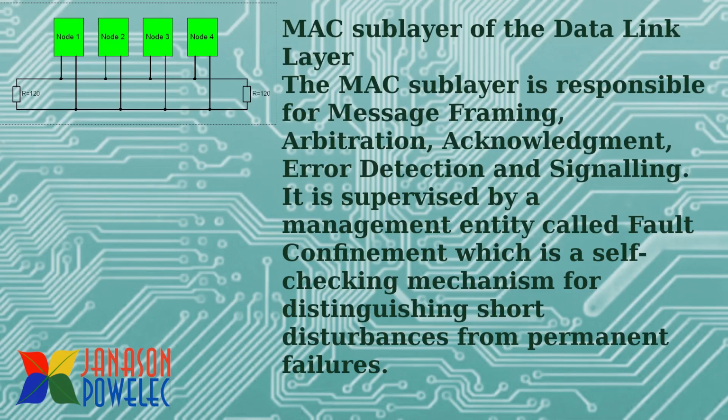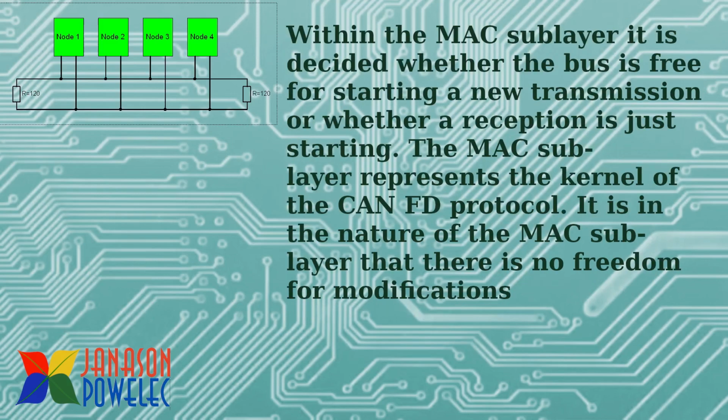Now the MAC sublayer of the data link layer. The MAC sublayer is responsible for message framing, arbitration, acknowledgement, error detection and signaling. It is supervised by a management entity called Fault Confinement, which is a self-checking mechanism for distinguishing short disturbances from permanent failures. Within the MAC sublayer, it is decided whether the bus is free for starting a new transmission or whether a reception is just starting.